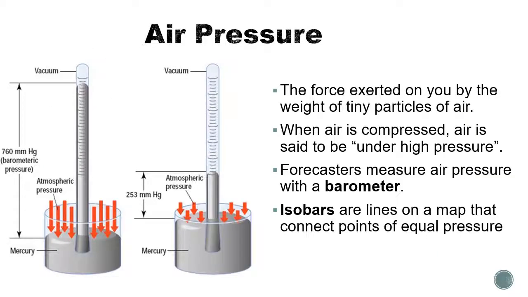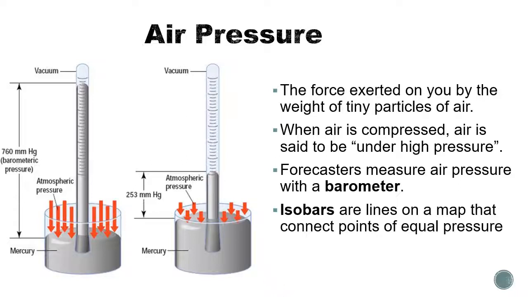Air pressure. This is the force exerted on you by the weight of tiny particles of air. When air is compressed, air is said to be under high pressure. Forecasters measure air pressure with a barometer. Basically how it works, when the pressure is high, it pushes down on the liquid here, which sends it up the tube, which will give us a higher reading. When there's not a lot of pressure, or it's low pressure, the liquid doesn't get compressed as much, so it doesn't go as high up the tube, so it would be a low pressure.